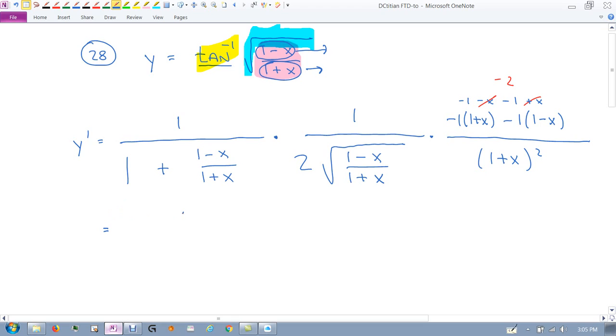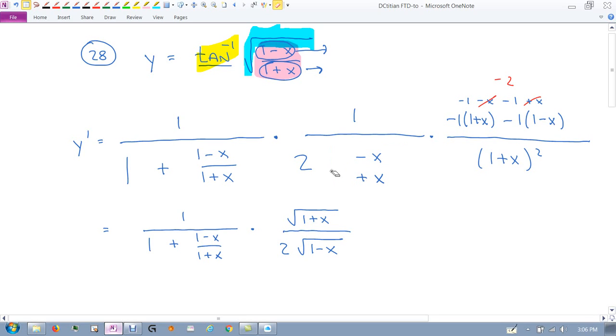Keep grabbing the wrong pen here. 1 over 1 plus 1 minus x over 1 plus x times, I'm just trying to think of how I want to do this. Let me do it this way. Root 1 plus x over 2 root 1 minus x. All I did there was use a property that if you have a fraction under a root, you can really just break it up into 2 roots. And since this is 1 over a fraction, it just flips over. So this comes up here and this one stays downstairs. So that's what I've got happening here. And then I have times, this was -2 over 1 plus x, that quantity squared.